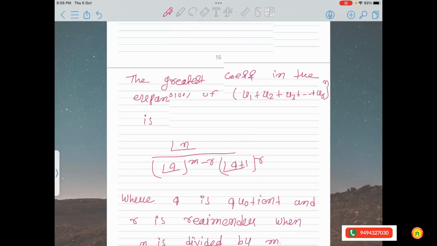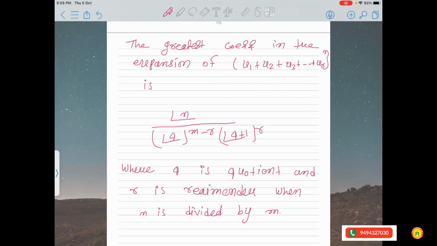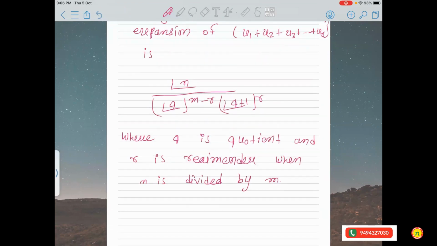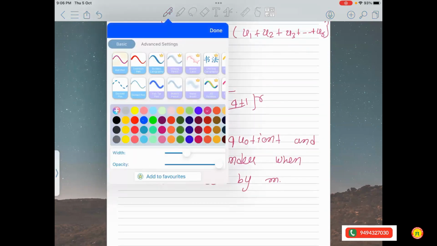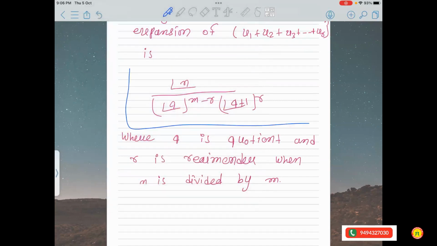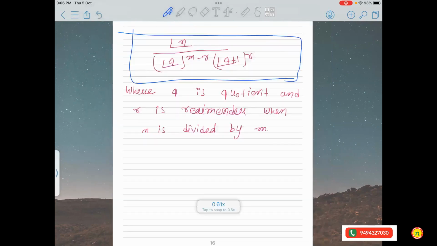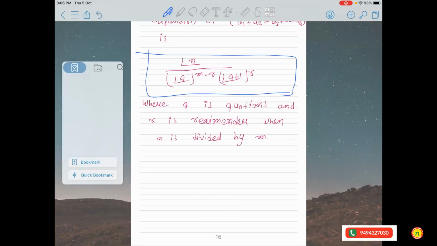Now the greatest coefficient in the expansion of (x1 + x2 + x3 + ...) power n is n factorial upon (q factorial) power (m minus r) into (q plus 1 factorial) power r, where q is the quotient and r is the remainder when n is divided by m. So we need to remember this formula. Now I will discuss the question, then we will clarify the topic.